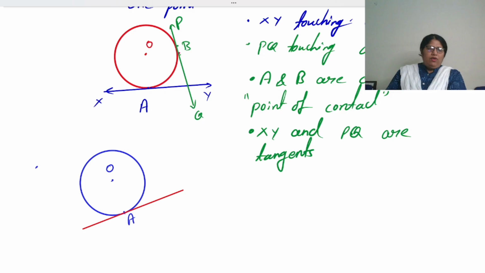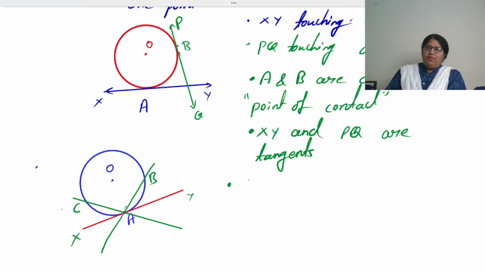Now let me try to draw through all the other points. All the other lines through this point will touch the circle at two places, right? Look here, this is A, this is B. If I draw a line like this, then it touches the circle at C, at two places, AC. So there can be only one tangent at a point, right?